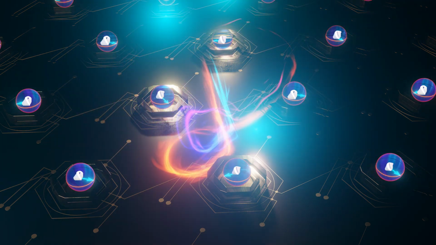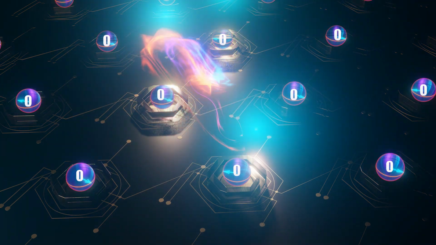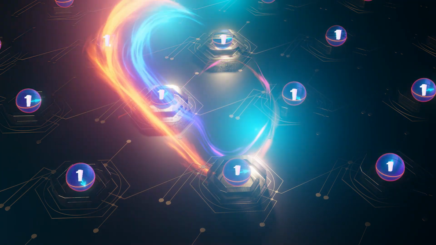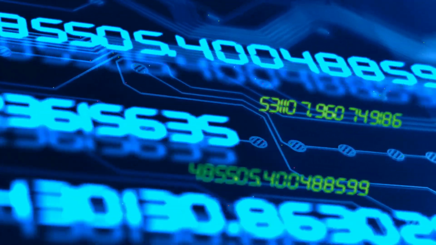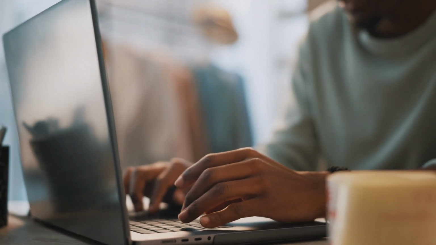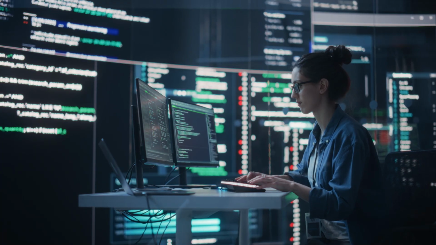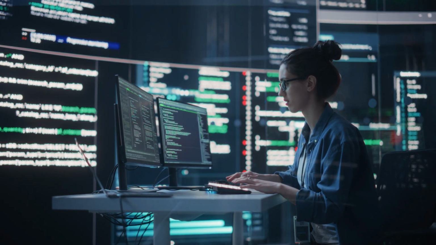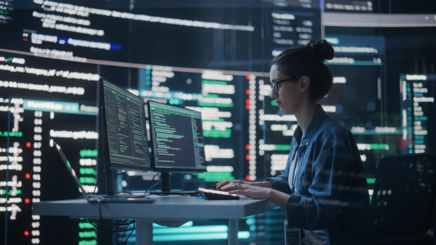Quantum computers use this concept of superposition to process information in a totally new way. Instead of bits, quantum computers use qubits, which can be both 0 and 1 at the same time. This allows them to perform many calculations all at once. For example, a classical computer would check one possible solution at a time, but a quantum computer can check multiple solutions simultaneously, making it incredibly powerful for solving complex problems.